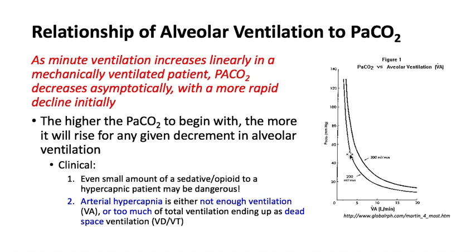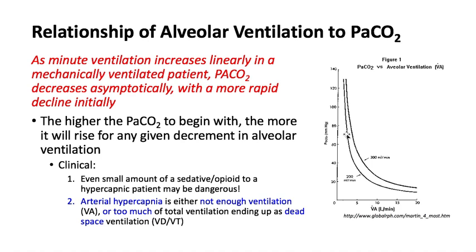An example would be a patient in the recovery room who has received opioids recently. Their CO2 is at 50 and they're breathing at pretty low minute ventilations, 3 or 4 liters per minute. Even just a small additional dose of opioid or sedative can decrease the minute ventilation even a little bit, and the CO2 rises dramatically. So a small dose of opioid can be dangerous to a hypercapnic patient.